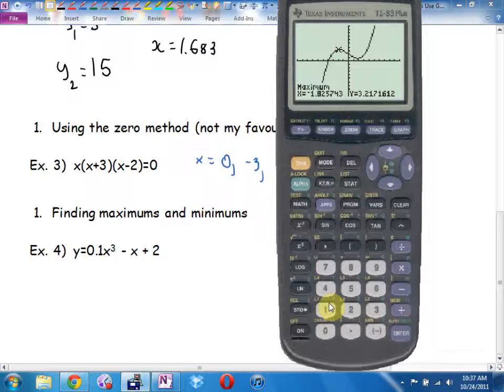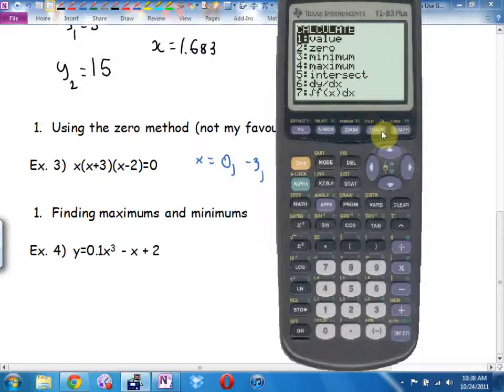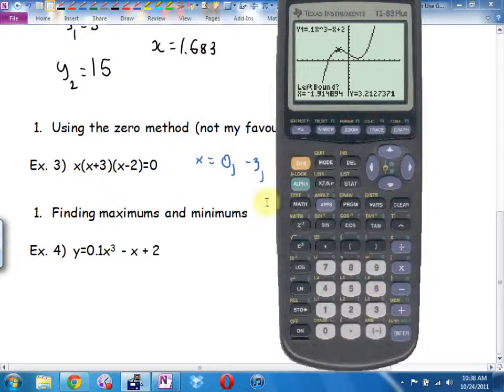Okay? Let's find the bottom trough, the minimum right there. Nicole, got the graph on your screen? Second function, calculate. Minimum. And I'm going to go just to the left of this valley with my cursor key. How about right about there? And I'm going to hit enter. Then it says right bound question mark. I'm going to go to the right of this valley. Over here somewhere. And hit enter. Then it wants me to make a guess. Just hit enter again. The lowest point is that.